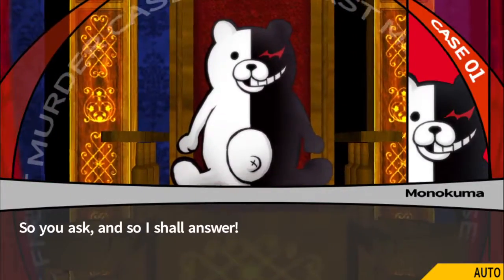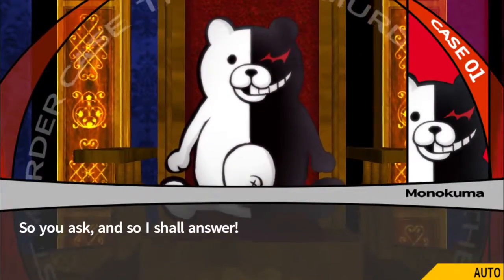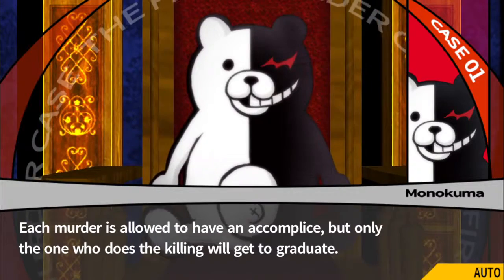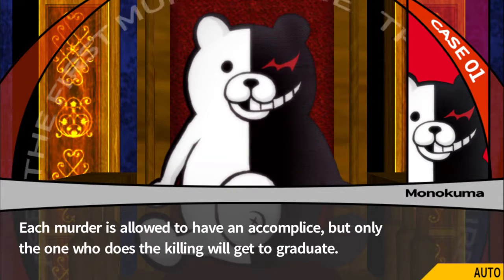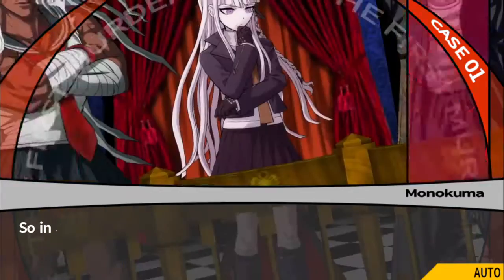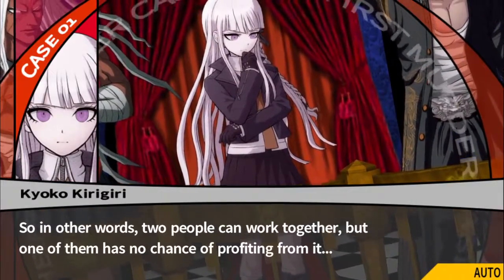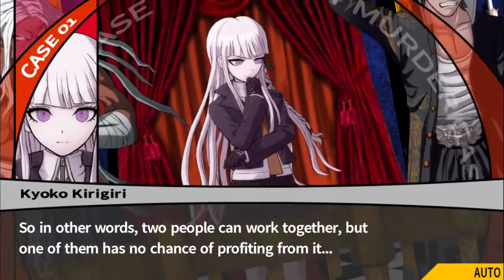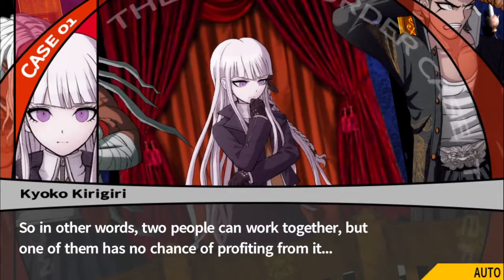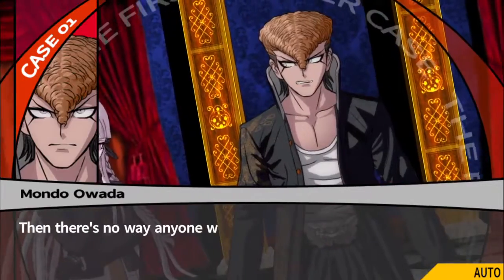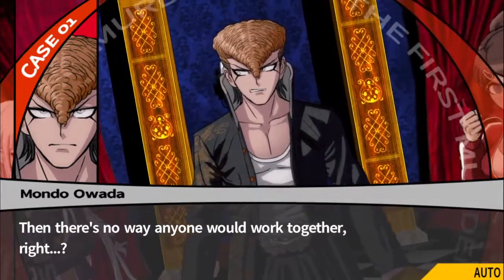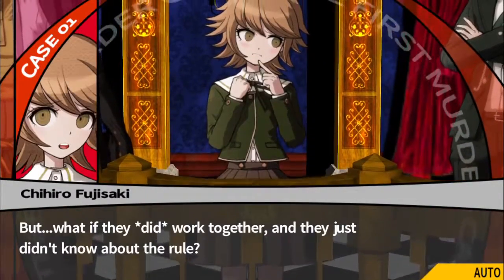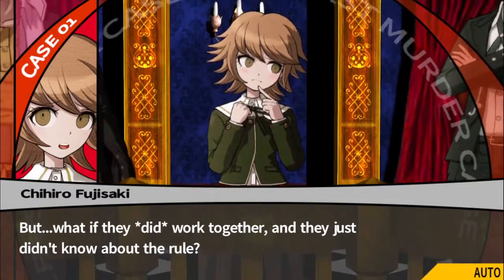So you ask, and so I shall answer. Each murder is allowed to have an accomplice, but only the one who does the killing will get to graduate. So in other words, two people can work together, but one of them has no chance of profiting from it. Then there's no way anyone would work together, right? But what if they did work together, and they just didn't know about the rule?